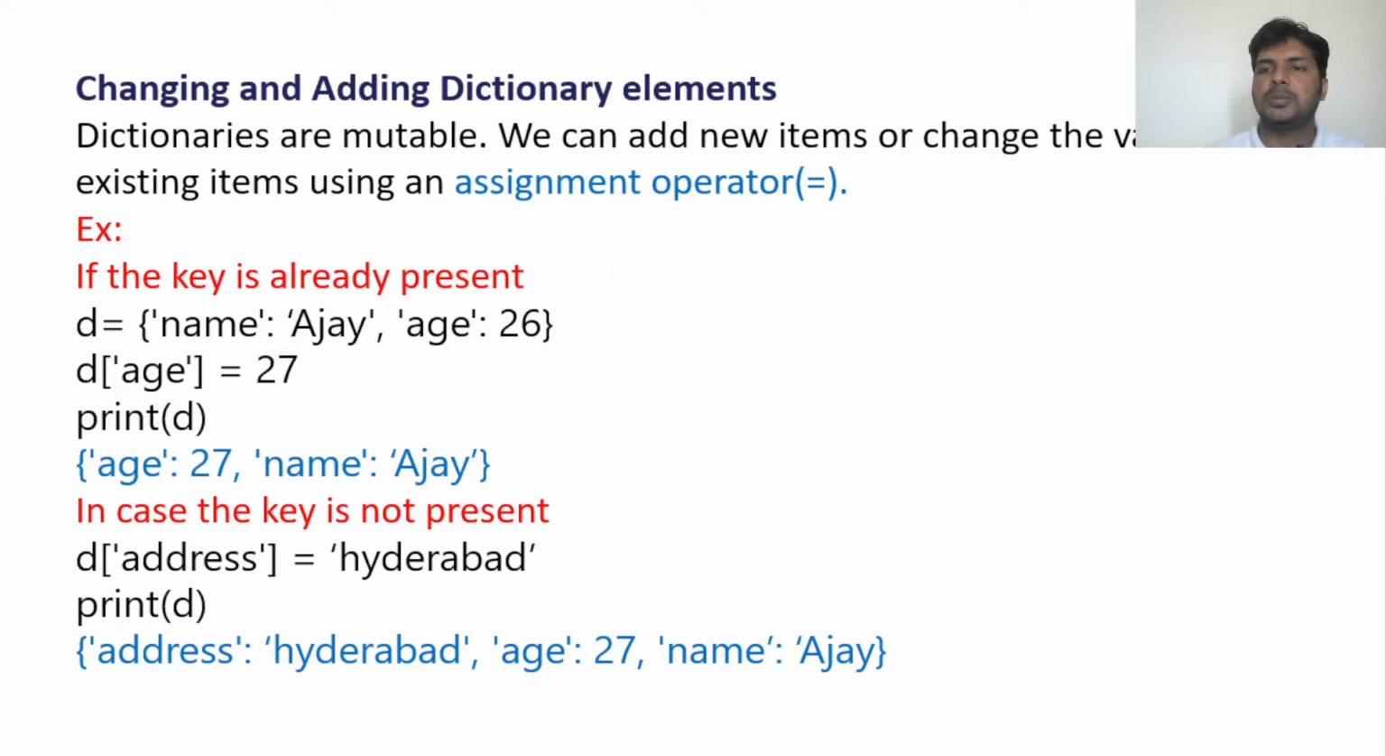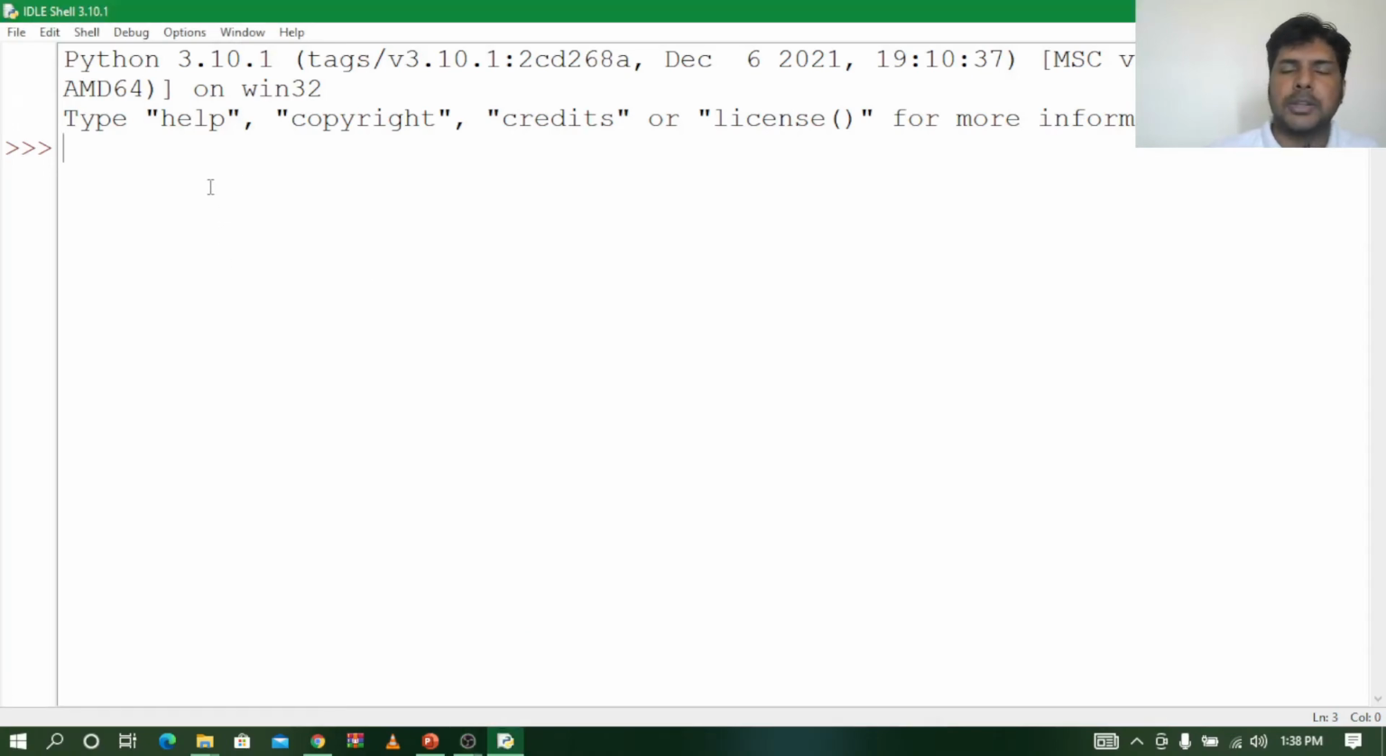So let us see a small example. Now we are back in Python. Again I will take a small d is equal to, I'll just add name Ajay. I forgot to take the quotations. Whenever you are using characters, don't forget to take the quotations. Name Ajay, comma, age 26. Again, I forgot to take the quotations. Right, age 26. Now I have created the dictionary d.